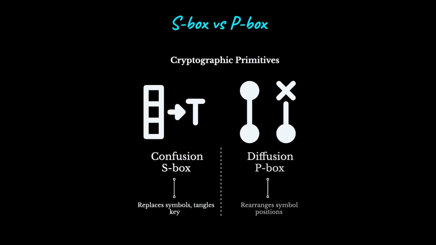The two properties map directly onto two primitive operations. The S box performs substitution, delivering confusion, while the P box performs transposition, delivering diffusion. Confusion comes from substitution. Transposition delivers diffusion, and reversing this pairing is the classic mistake to avoid.